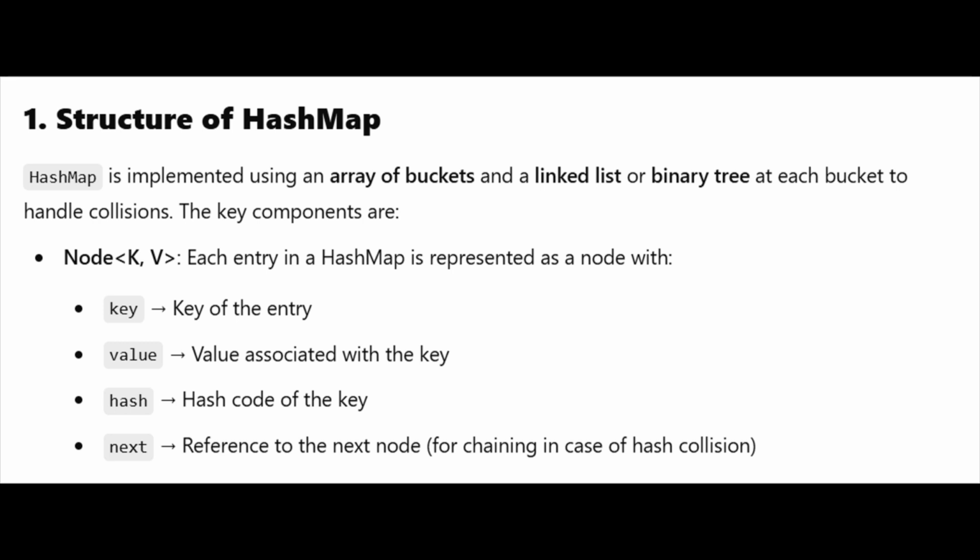HashMap is implemented using an array of buckets and a linked list or binary tree at each bucket to handle collisions. The key components are Node<K, V>. Each entry in a HashMap is represented as a node with: the key of the entry, the value associated with the key, the hash code of the key, and next, a reference to the next node for chaining in case of hash collision.